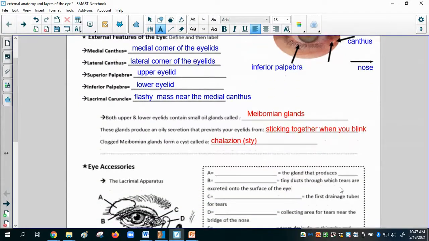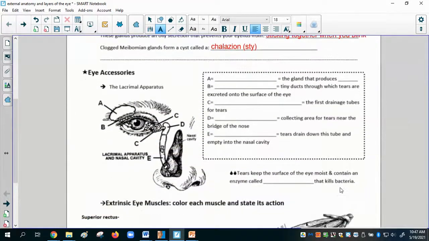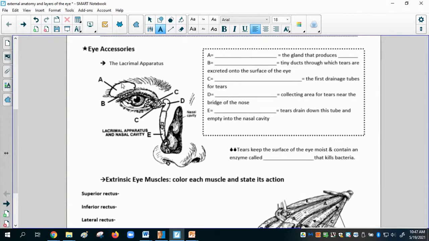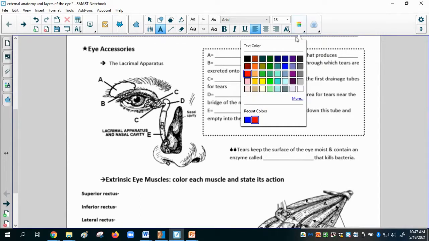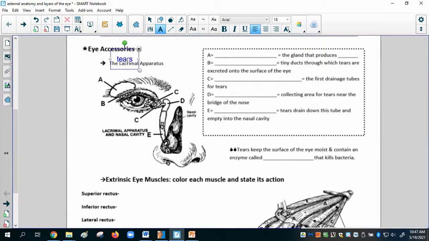The next topic is accessory structures surrounding the eye, and this is going to be called the lacrimal apparatus. All these parts are called the lacrimal apparatus, and lacrimal is a Latin word that means tears. So this has to do with tear production and drainage. So we can see all these parts that are surrounding the eye.